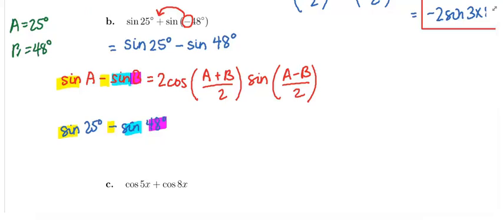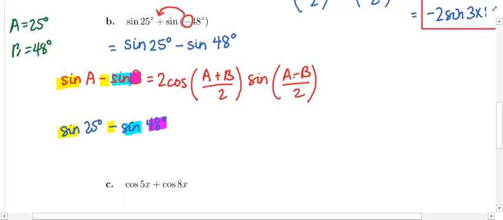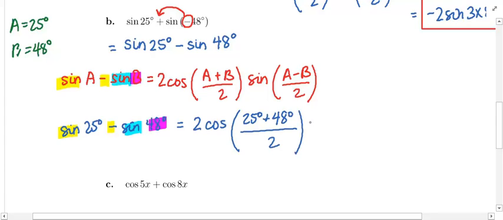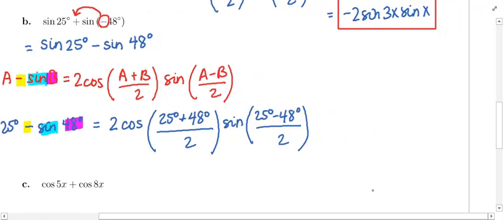So the sine of 25 degrees minus the sine of 48 degrees, just follow the recipe given by the red identity. This is going to be 2 times the cosine of A, which is 25 degrees, plus B, which is 48 degrees, all divided by 2, times the sine of A, which is 25 degrees, minus B, which is 48 degrees, all divided by 2. Now we just need to simplify this and we will be done.